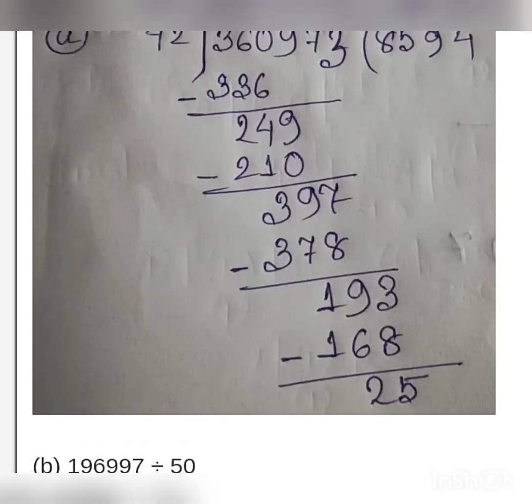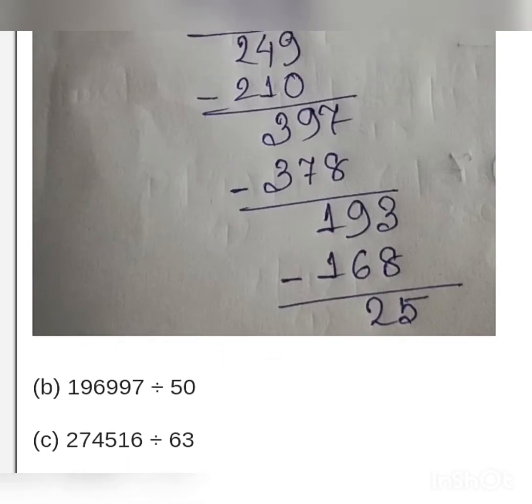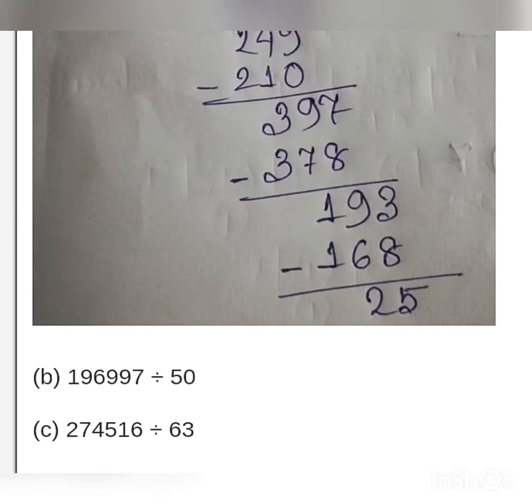Exercise 4, Looking Back chapter, divide. Okay, let's solve this divide. 360973 divided by 42. So 42 is the divisor, and the big number is called the dividend. 8594 is the quotient and 25 is the remainder. So first of all, how to solve this question?